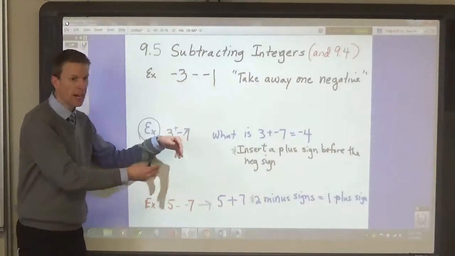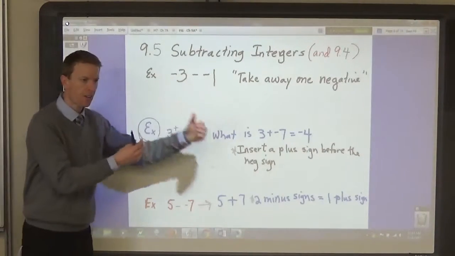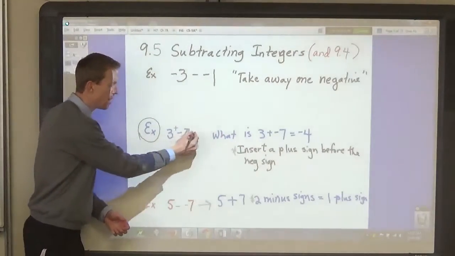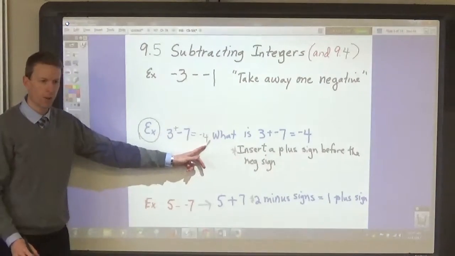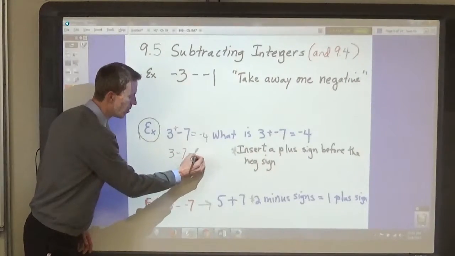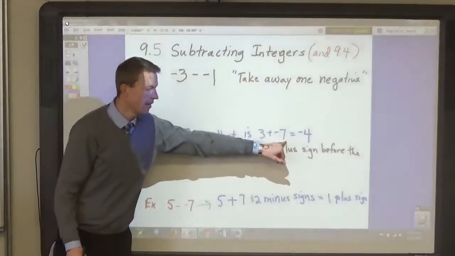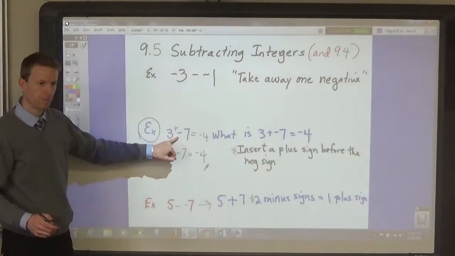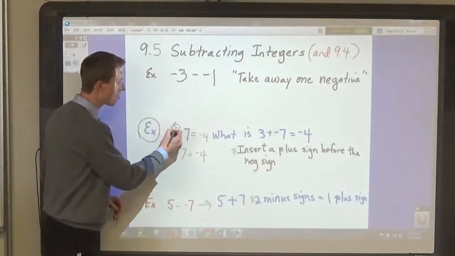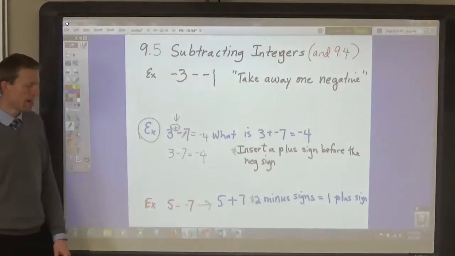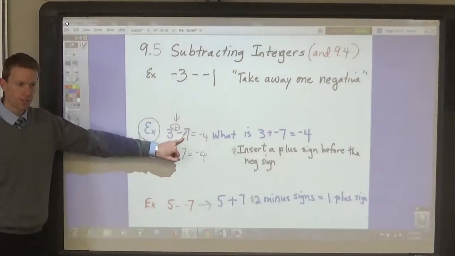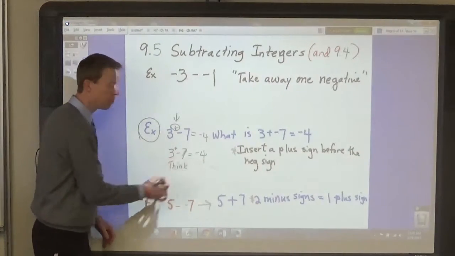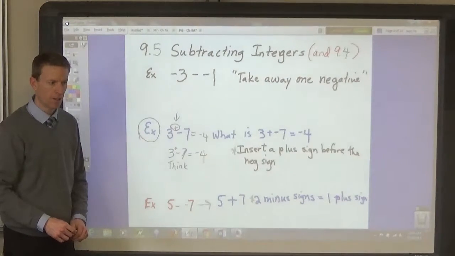If you add 3 and you take away 7, or if you are at 3 on the number line and you move to the left 7, you get the same answer, negative 4. You still end up at negative 4. 3 minus 7 equals negative 4. 3 plus negative 7 equals negative 4. So the most simple way to think of subtracting with positive and negative is to insert a plus sign in front of the minus sign. Whenever you have one minus sign there, you just put a plus sign in front of it and think 3 plus negative 7. Okay?